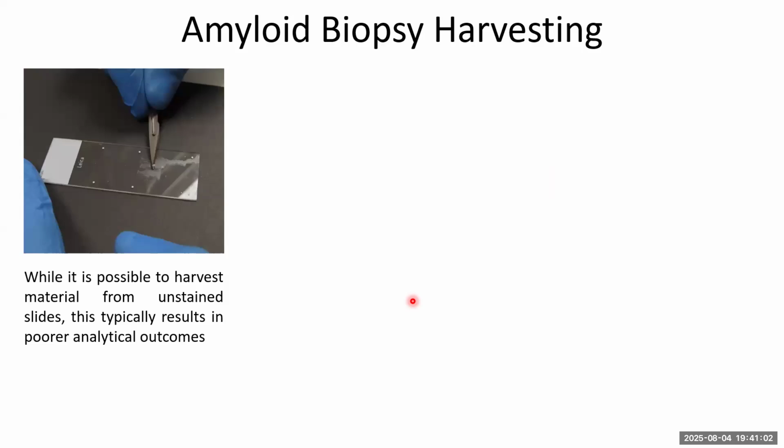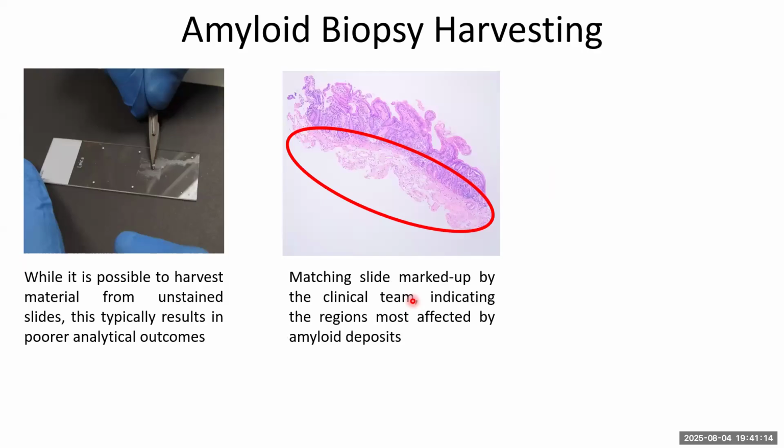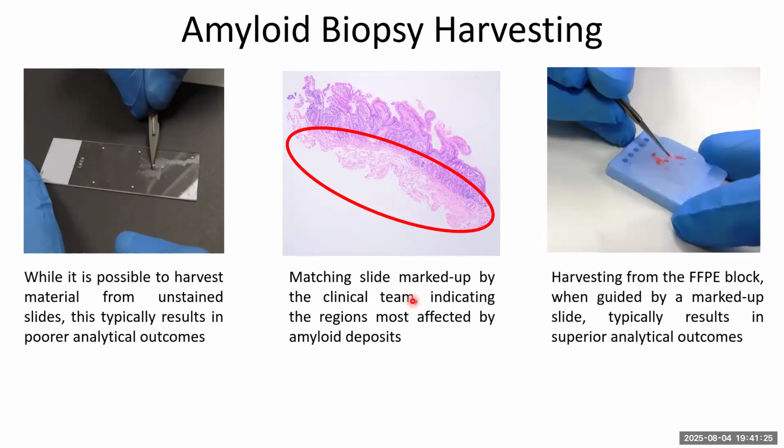To give a picture of the actual harvesting, you can use unstained slides. It's not our preferred format, and it does tend to give us probably the most trouble in terms of amount of material. Things work better when the clinicians can give us a marked up slide that shows us a sub-region that we should be focusing on so we don't harvest healthy tissue. There's no point in shoveling healthy material into the machine. But the best ideal situation is having that FFPE block and being guided by the marked up slide to know where to subsample and get enough material to move forward.